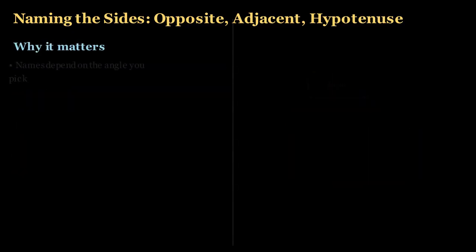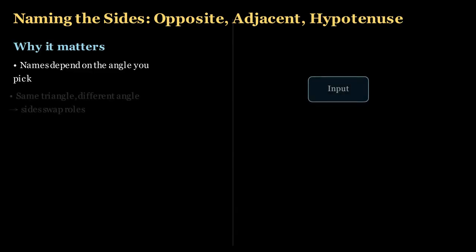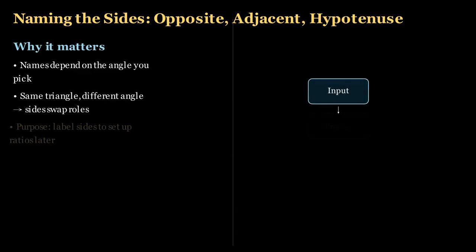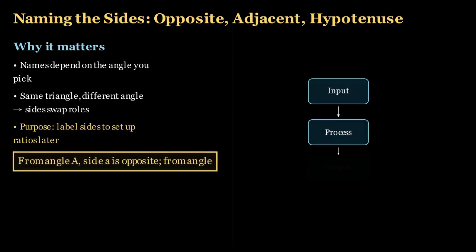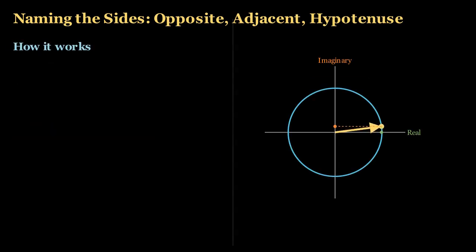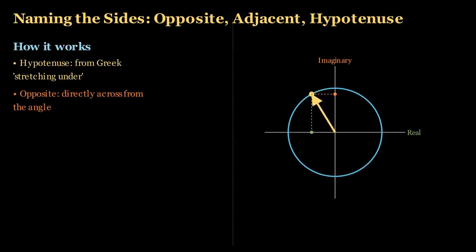Imagine you're standing at one corner of the triangle, looking along the sight line. The side right in front of you is the opposite. The floor under your feet is the adjacent. If you move to the other corner, the names swap. The word hypotenuse comes from Greek for stretching under. It stretches under the right angle.